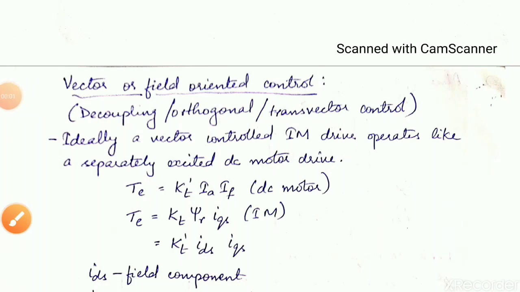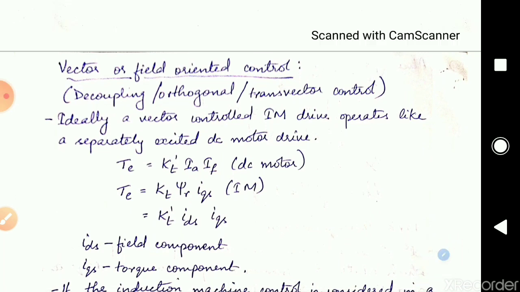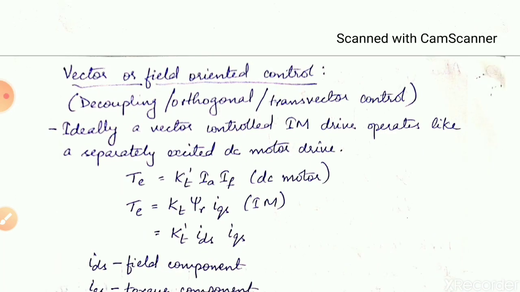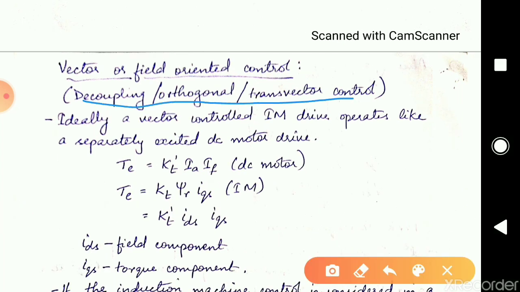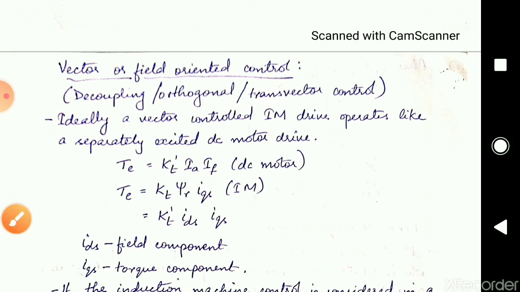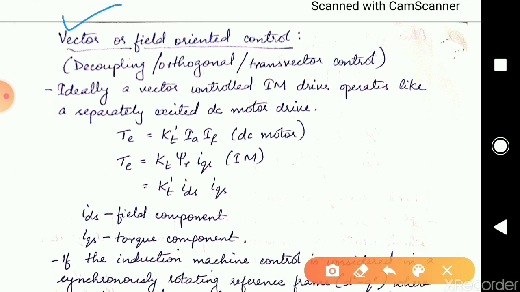Hello students, in this video we will be going through the vector control, or field oriented control, or FOC control, of an induction machine. It is also called decoupling or orthogonal or transvector control. The names are written over here. Usually it is called vector control or FOC control or field oriented control. These names are not much commonly used, but it is good if you know these names.